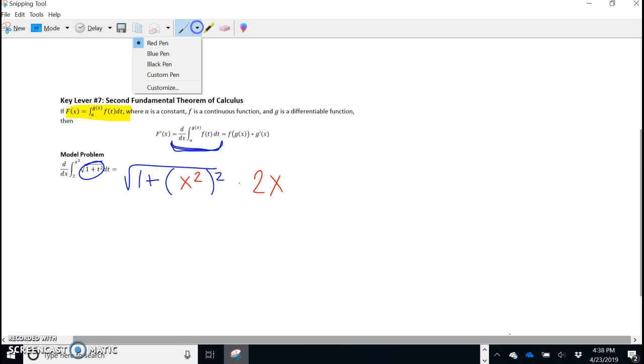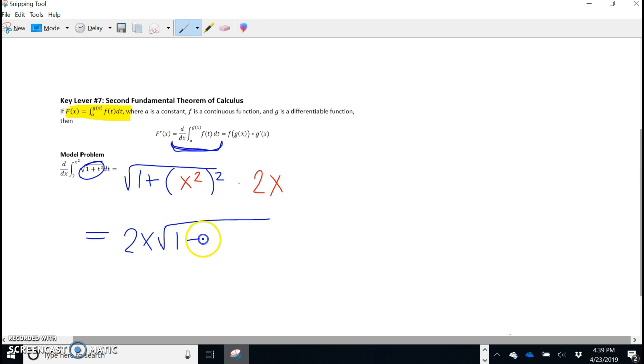Multiple choice will often ask you to simplify these, so if you want, here's what the simplified version would look like. We'll pull the 2x up front and write 1 plus x to the 4th inside, because x squared squared is x to the 4. But that's all we have here for our last key lever.